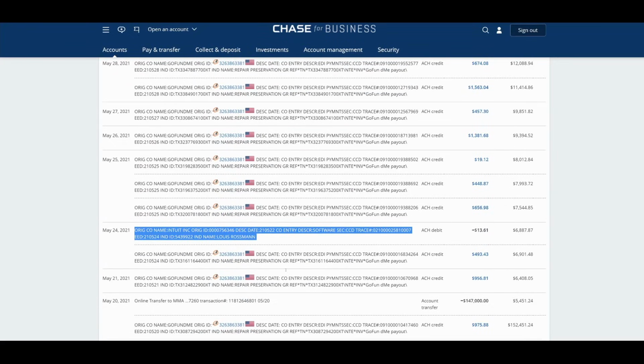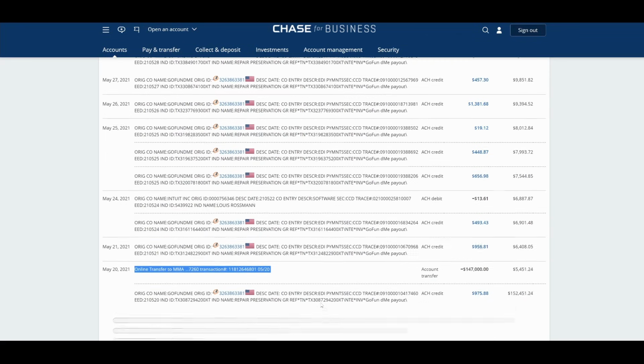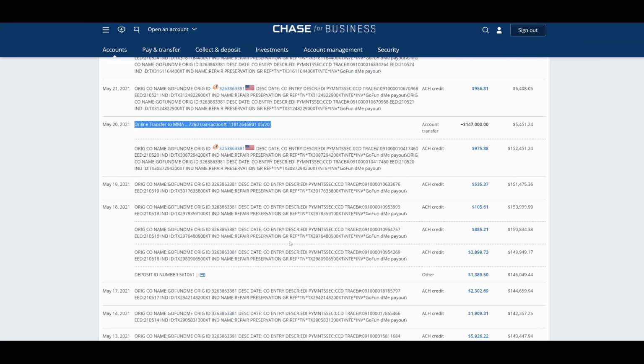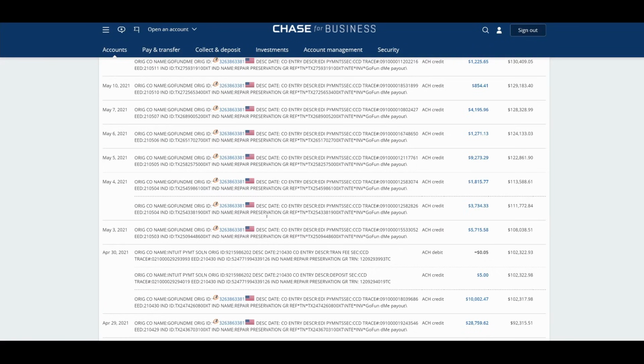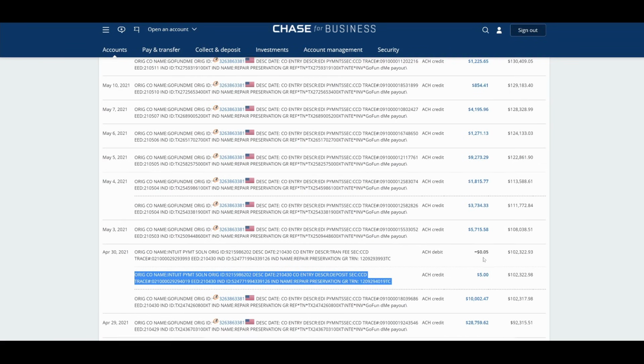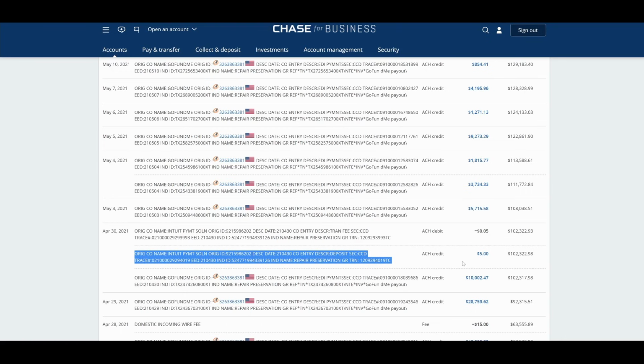Accounting software over here. This was a transfer to the savings account. So this was not me paying anybody. That was just me transferring money to the savings account. What else do we got here? This was something to do with verifying my account with QuickBooks or something like that. So they gave me $5 and then they debited 5 cents. I guess I got the better end of the deal there.